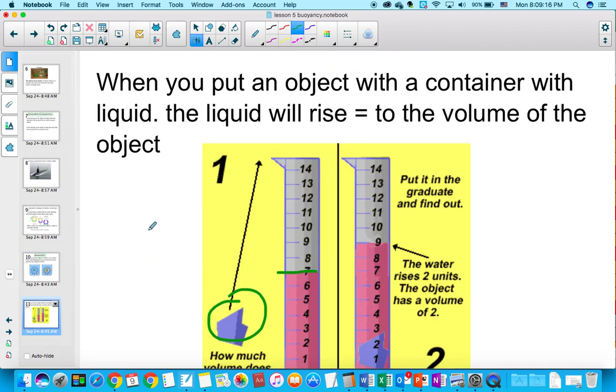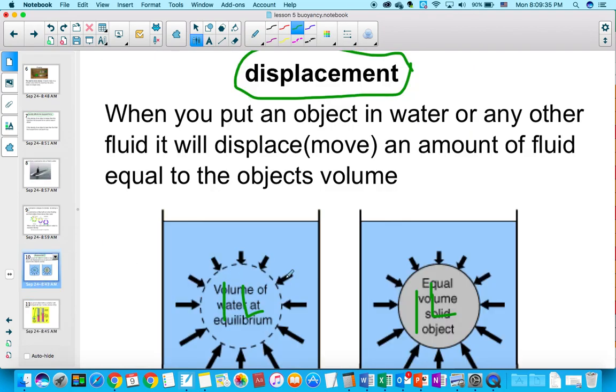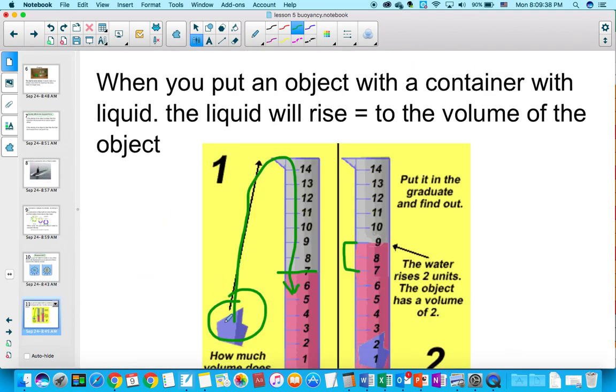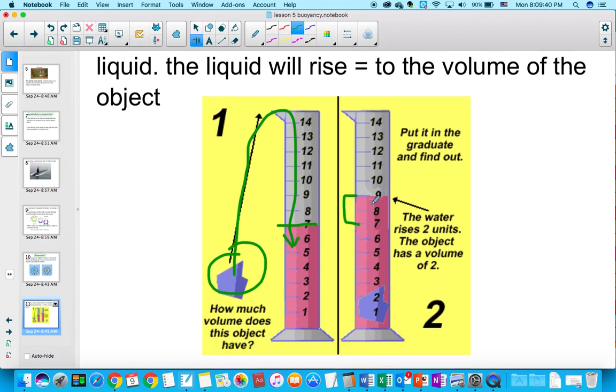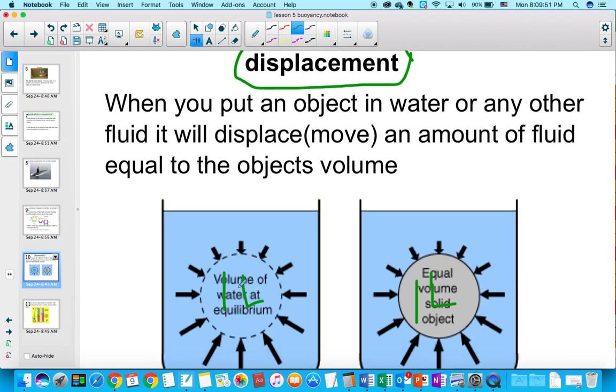It just doesn't disappear. So in order to find the volume of this rock, we could put it in the liquid or in the fluid. And what will happen is the fluid will rise 2 milliliters. So that means that, based on this rule of displacement, the rock has a volume of 2 milliliters because 2 milliliters was displaced. Just like here with this ball. The ball had a volume of 1 liter. So when you put it in the water, 1 liter of water was displaced or moved away.